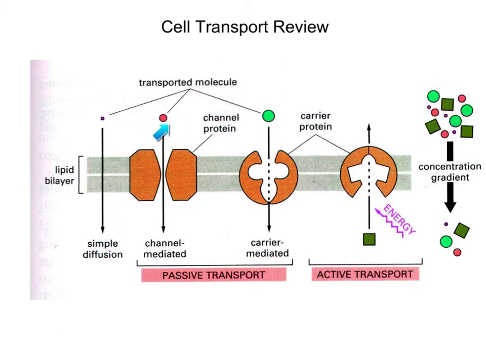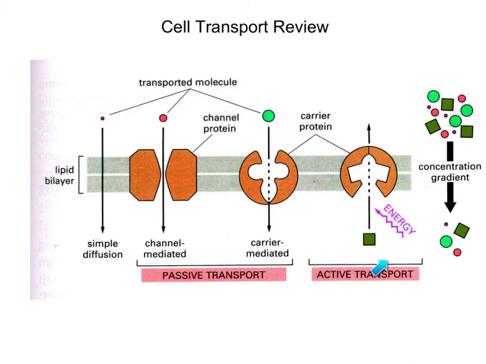Now, a bigger particle is still going to go down the concentration gradient, but it needs a channel to go through. So it's channel mediated with a protein. Here we have, in orange, a protein. Then we've got a larger particle here, and in this case, another type of protein needs to help it get through the phospholipid bilayer. All of this is passive. It moves down the concentration gradient from an area of higher concentration to an area of lower concentration.